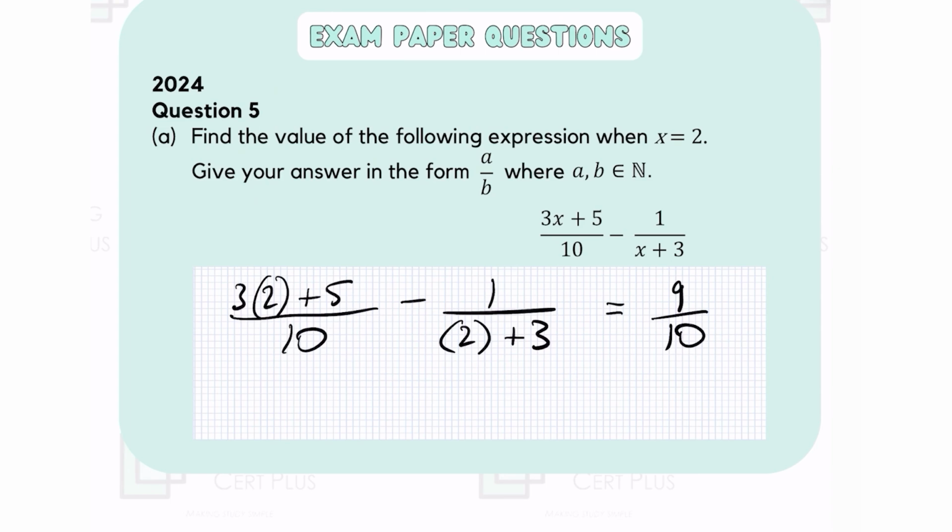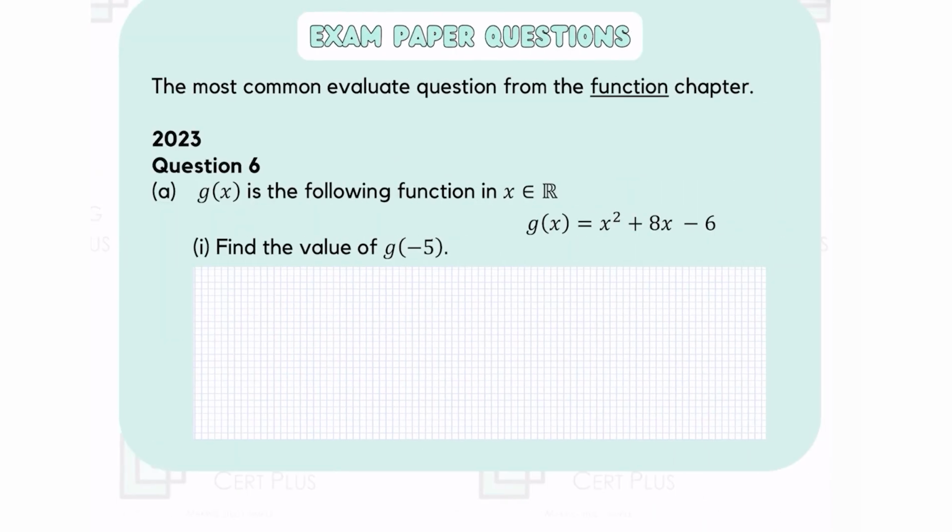Finally, before we leave, I just want to show you one other question that's pretty much the same method. It just looks a little bit different in the way it's asked. And this is to do with the chapter of functions, which we'll be doing later on. So in 2023, question 6, part A, it said g(x) is a function. And they told me that g(x) is x squared plus 8x minus 6. And then it asked me to do g(-5). Now, all this effectively means is that we want to put -5 in wherever there's an x in the function. So g(-5) really just means replace the x's with -5s.